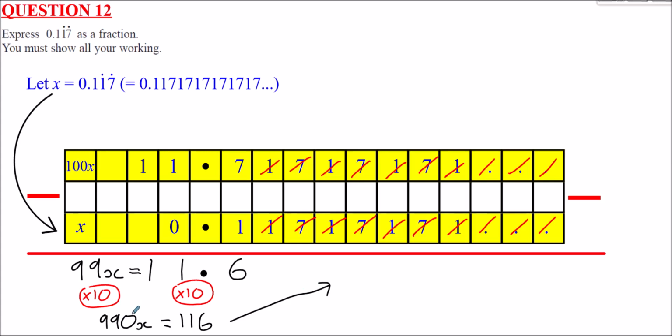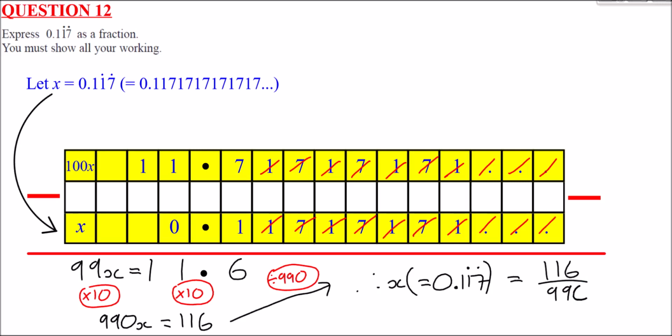Finally, if we divide both sides by 990, we've got what this x is, in other words, the recurring decimal, as a fraction. So divide both bits by 990. We then get that therefore x, which of course is 0.117 recurring, is going to be 116 divided by 990.